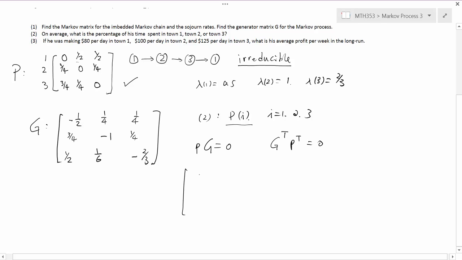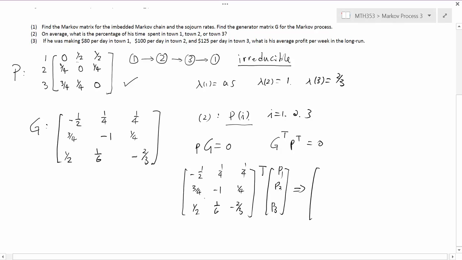What it means is that we actually solve negative 1/2, 1/4, and 1/4, and 3/4, negative 1, negative 4, and negative 1/2, 1/6, negative 3. This one over here, but transpose. And then we have P1, P2, P3. You may ask why we do this. Because we always use row reduction, and this way we can use row reduction. So make sure that we take the transpose. Then we have 1/2, 1/4, and 1/4, and then 3/4, negative 1, and 1/4, and then 1/2, 1/6, and negative 2/3. And we have P1, P2, and P3 is equal to 0.